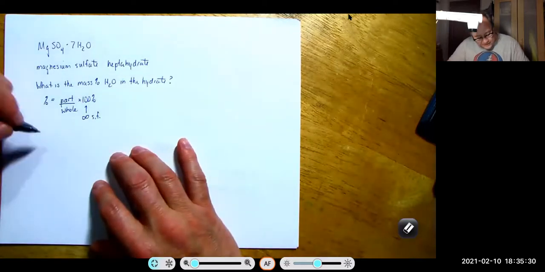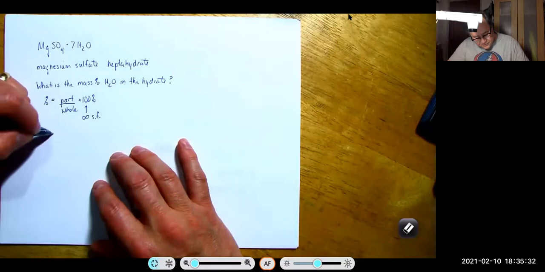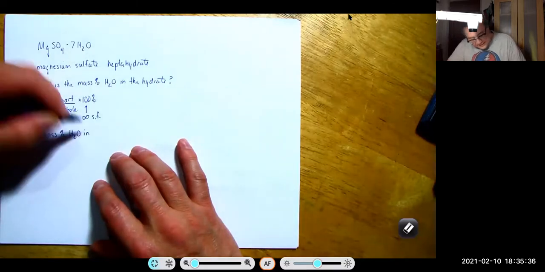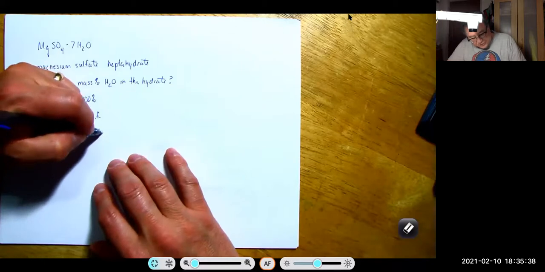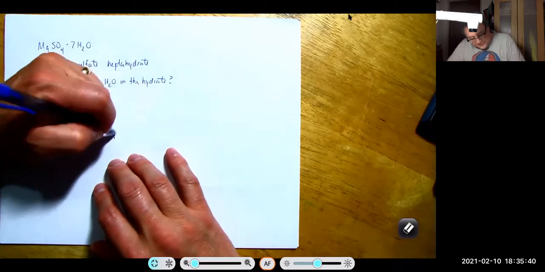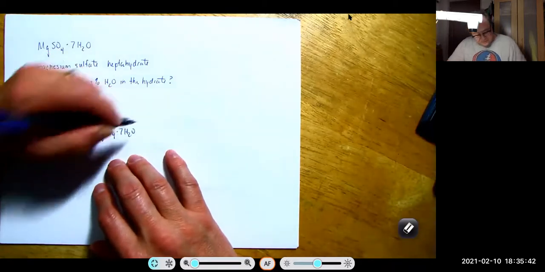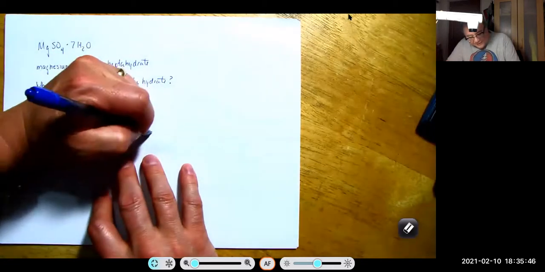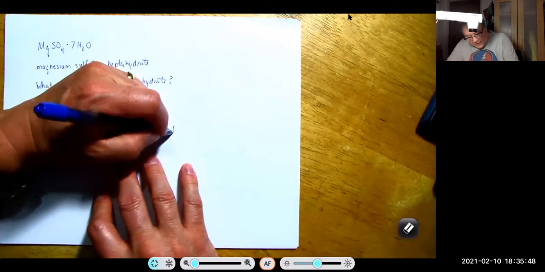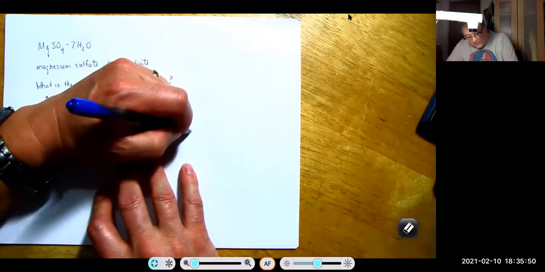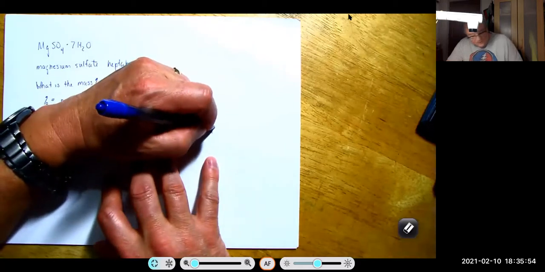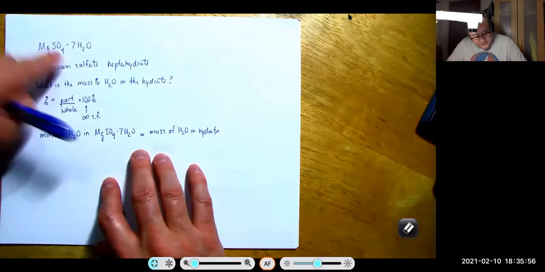So if we wanted the mass percent H2O in magnesium sulfate heptahydrate, MgSO4·7H2O, that would be equal to the mass of H2O in the hydrate. I'm just going to write the hydrate out because that's what this is. This is a hydrate.